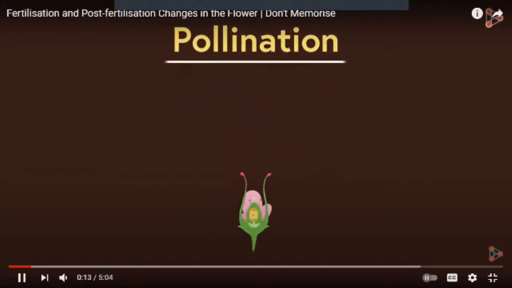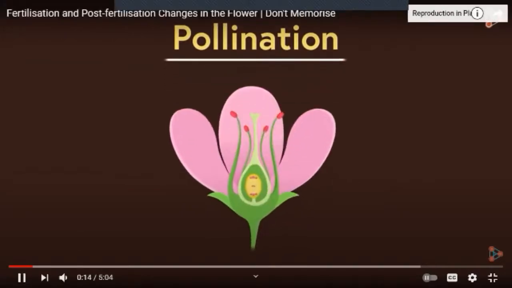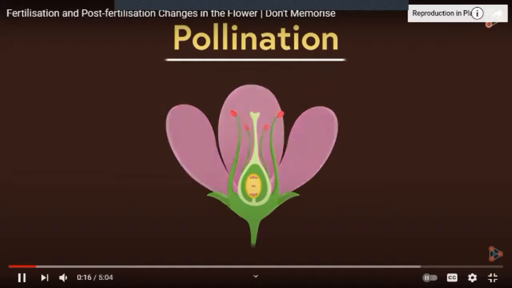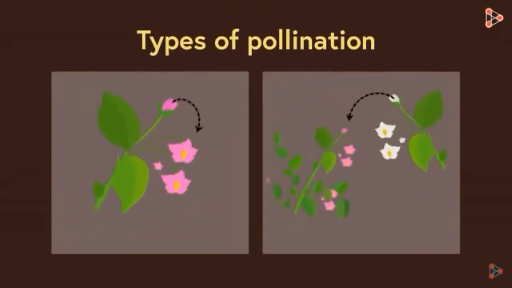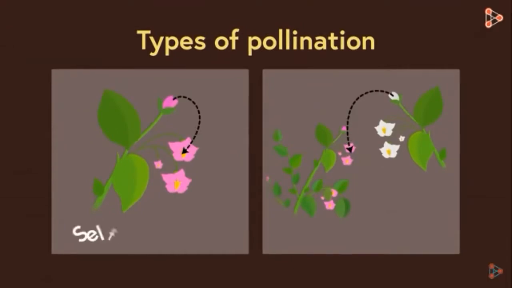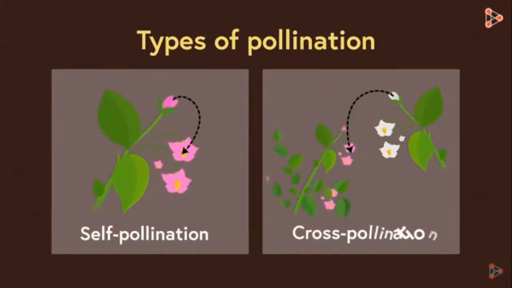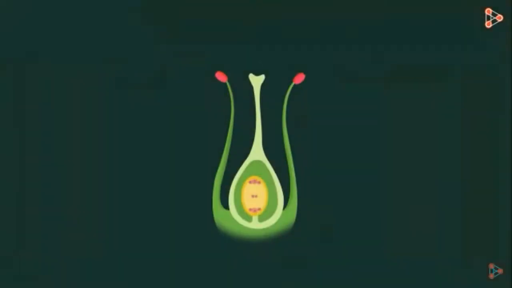This process occurs in flowering plants. The pollen grains are transferred from the anther to the stigma of the same or a different flower. We have also taken a look at the different types of pollination: self-pollination and cross-pollination. Now let us see what exactly happens after pollination.